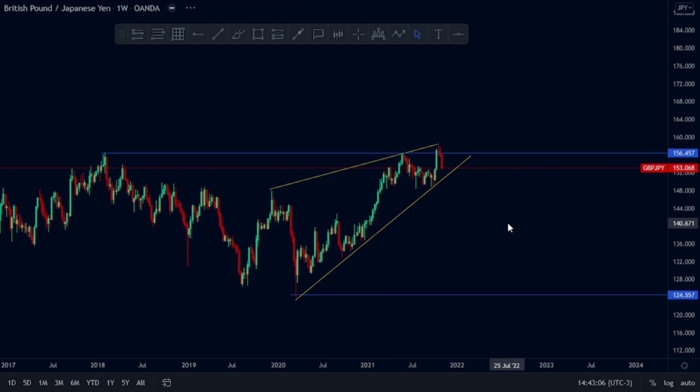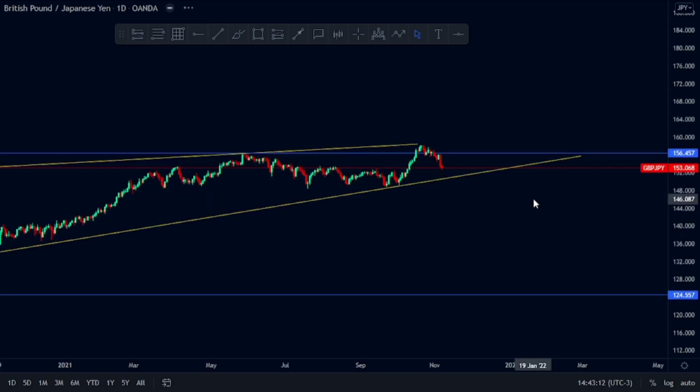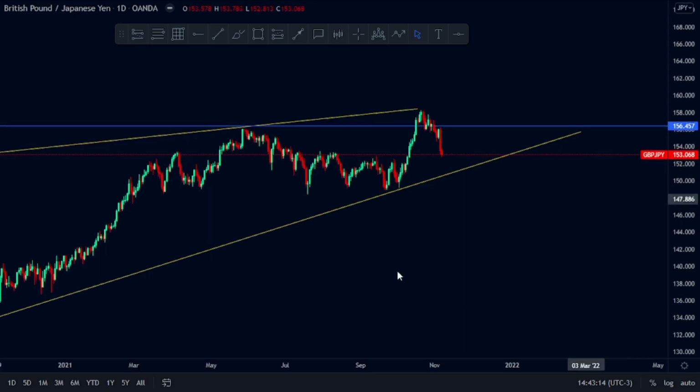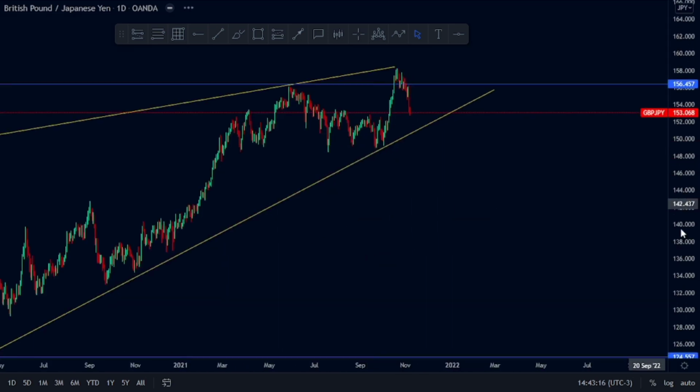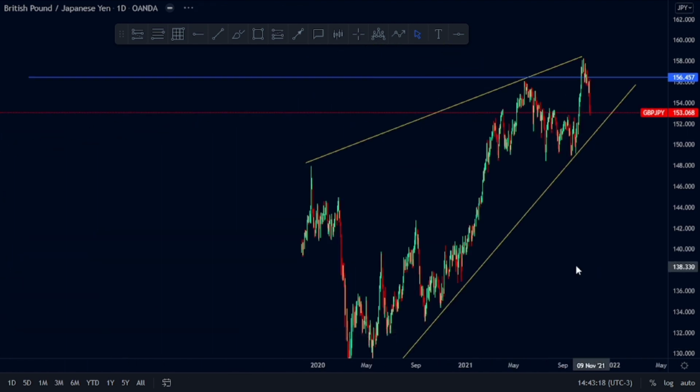So let us dive into the daily to adjust our key levels accurately. Sorry about the network, it's a bit slow because it's windy outside. So this is what we're currently having at the moment.